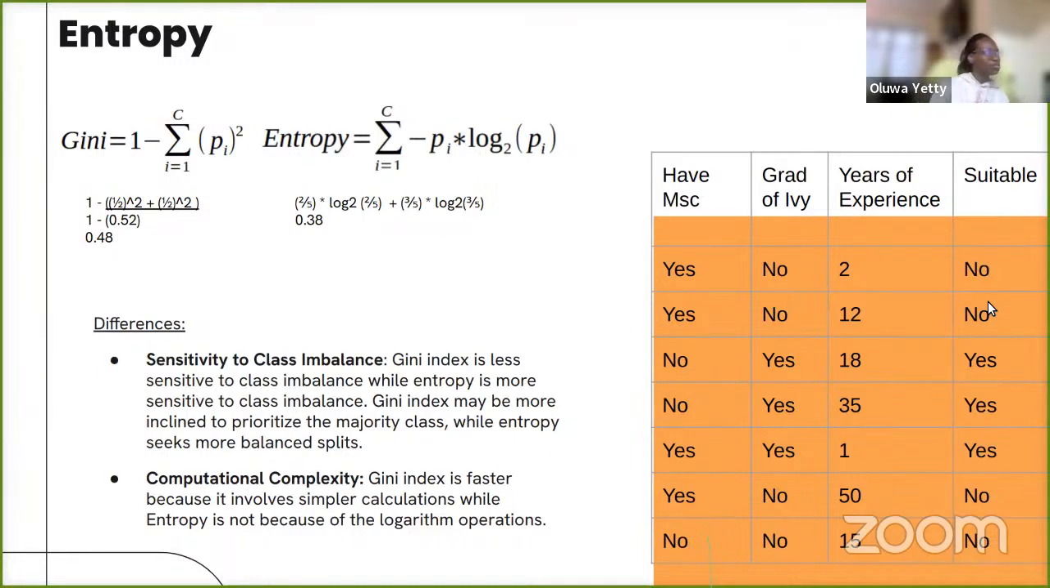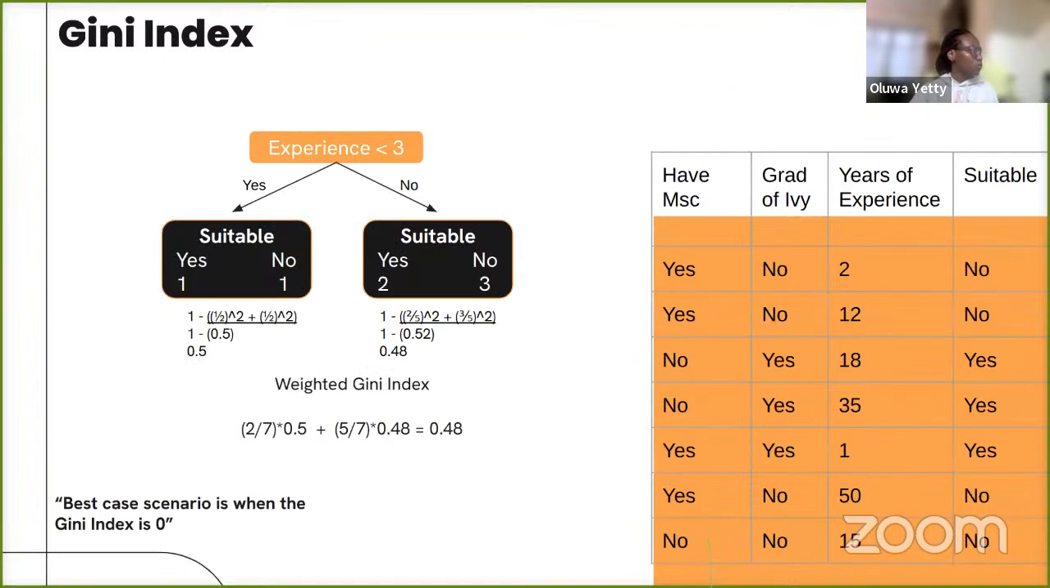Sorry, I didn't mention that you also weight the entropy the same way we did the weighted Gini index here. The difference is just that the formula is different from the entropy one. So yes, you do the weighted entropy as well.